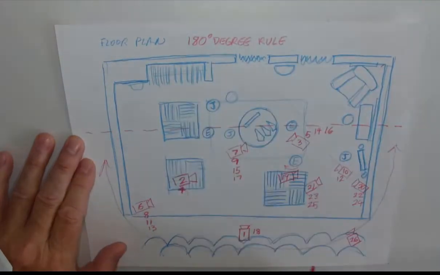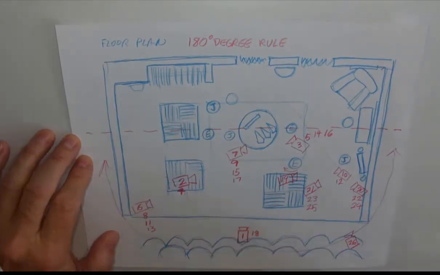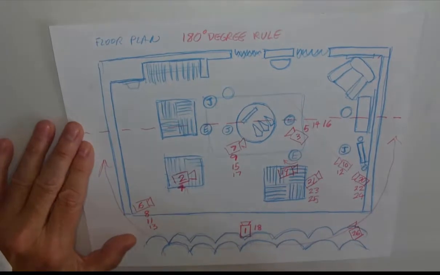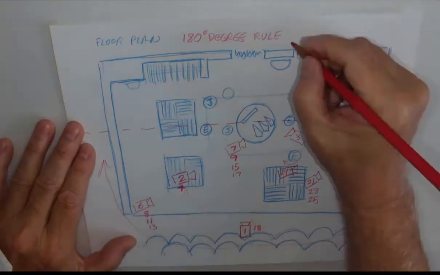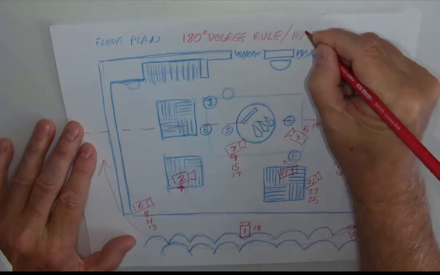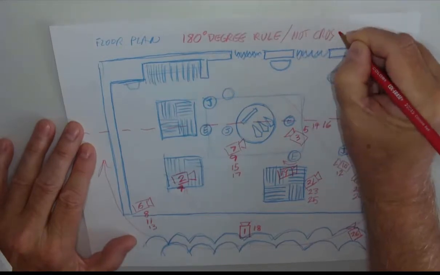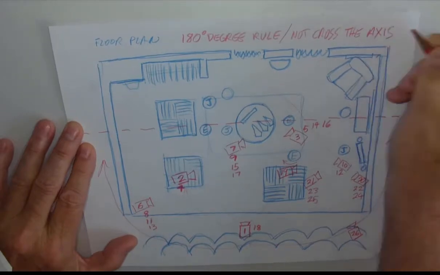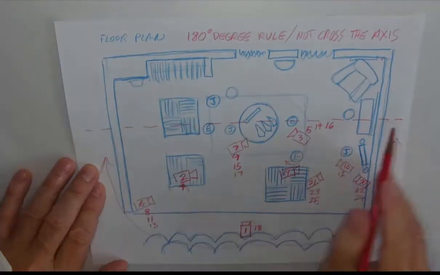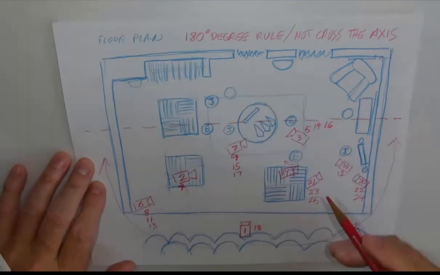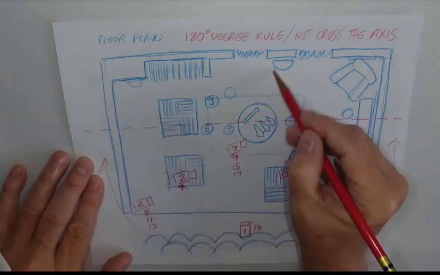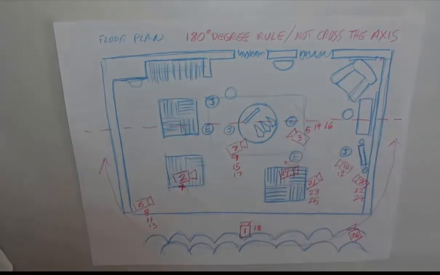Google that, check that out, get more explanation of what the 180 degree rule is. And the whole point of the 180 rule is to not cross the axis. So this line is the axis, and what we'll see, and you'll see this time over and over and over, is that the camera never flips over to this side, because that changes the orientation of everything and is confusing to the audience.